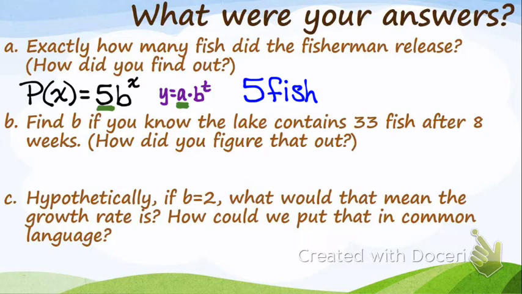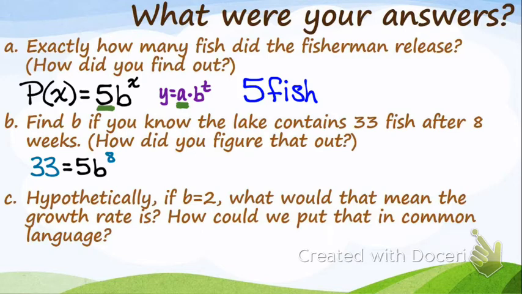Find B if you know that the lake contains 33 fish after 8 weeks. What'd you guys come up with? 33 equals 5 times B to the 8th power. 33, so that went in for y, equals 5. We can't change our starting amount. B, you said to the 8th power. Why 33 and 8, where you put them?